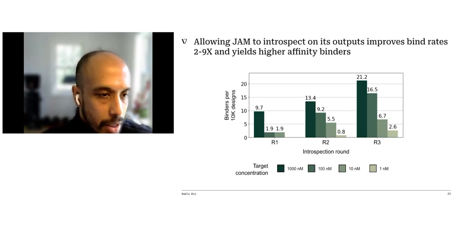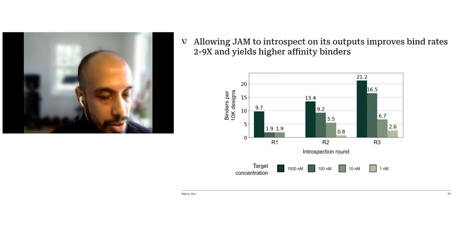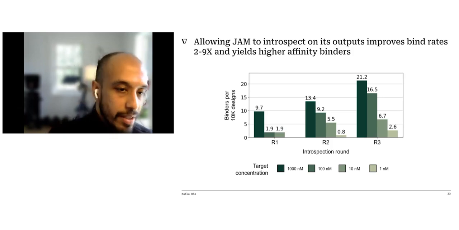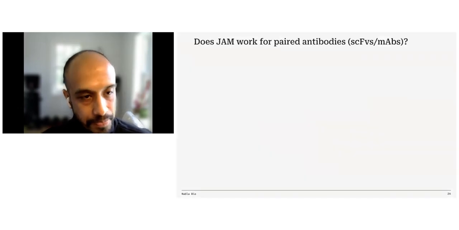generated by yeast display. So you see in round one, for example, we see about 10 binders out of 10,000 designs binding at a 1 micromolar concentration on yeast. We compare that to round three, we see that more than doubles to about 21 designs per 10,000 designs. But also very excitingly, you can see we're starting to get binders at those lower antigen concentrations as well. So if we look at 10 nanomolar binders or 1 nanomolar binders, after 3 rounds of introspection, we're actually able to get more and tighter binders than we could without doing this introspection.